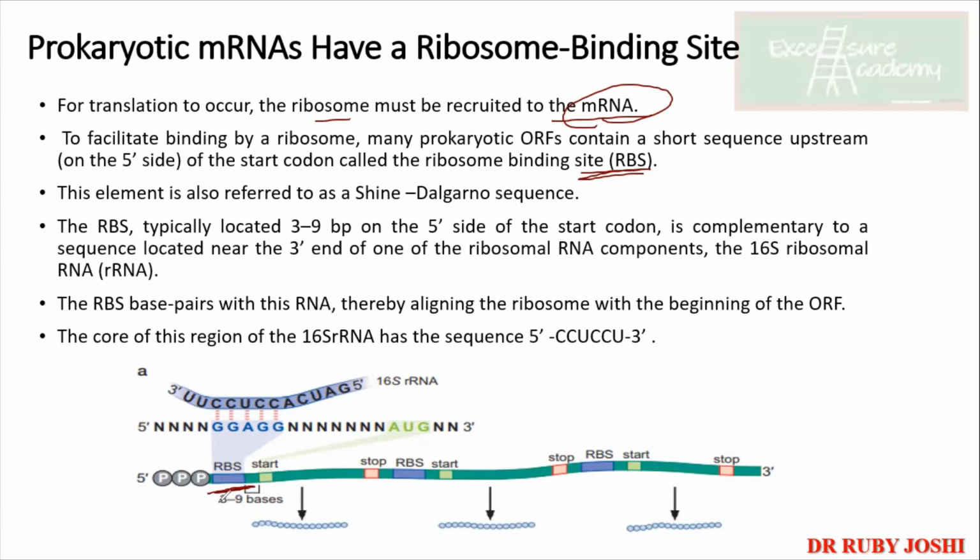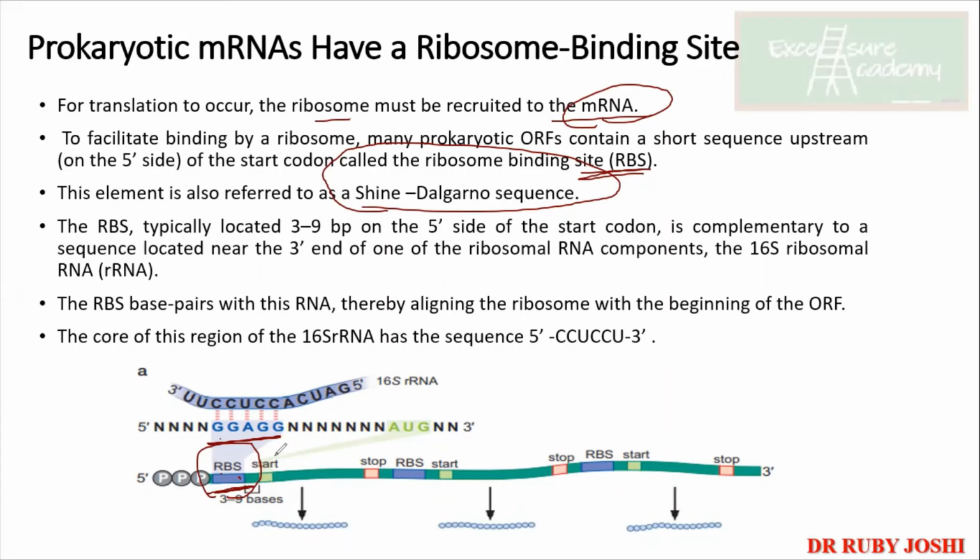As you can see, before your start codon, 3 to 9 bases upstream, the RBS, the ribosome binding sequence, is present, with GGAGG. These are the sequences to which your 16S rRNA is going to base pair complementarily. This is also known as the Shine-Dalgarno sequence. ये थोड़ा सा याद करना पड़ेगा because everywhere it is not written as RBS. It might be represented as Shine-Dalgarno sequence. Same thing. Now, the RBS base pairs with the rRNA, aligning the ribosome with the beginning of the ORF.